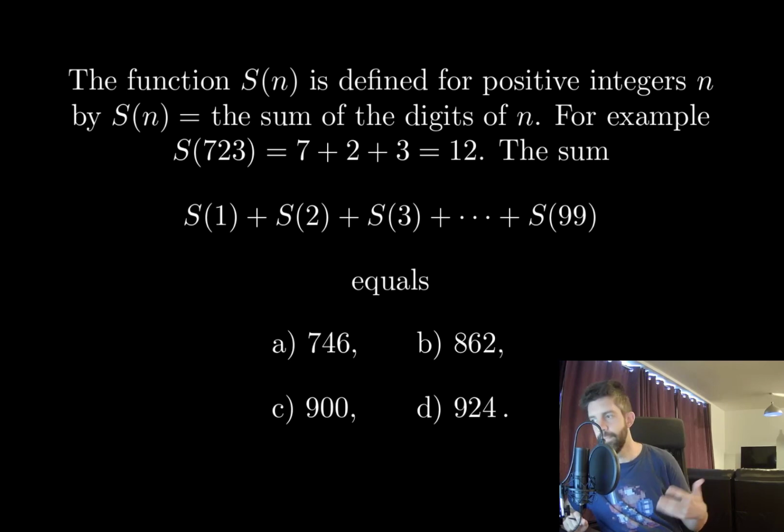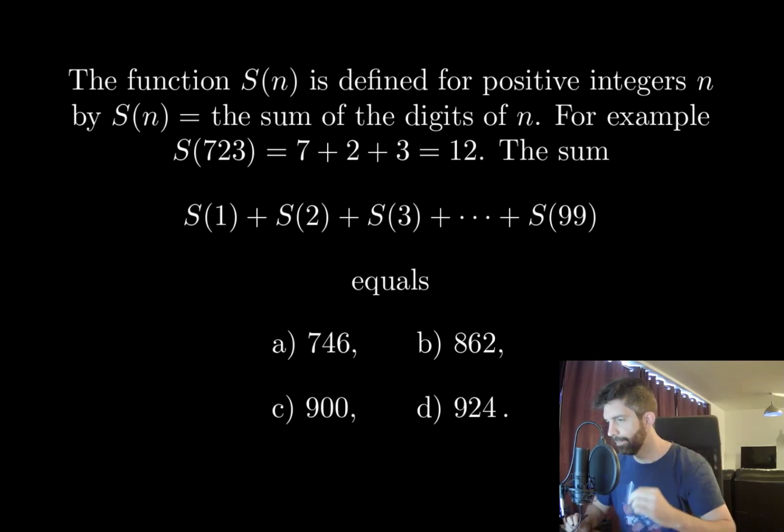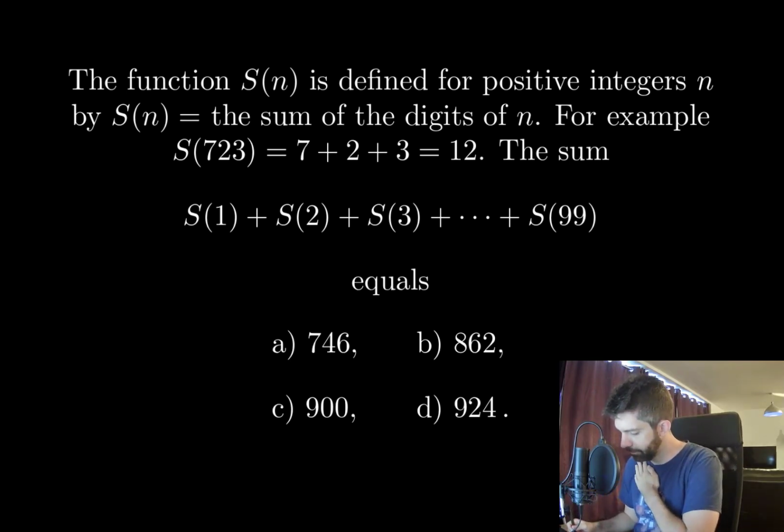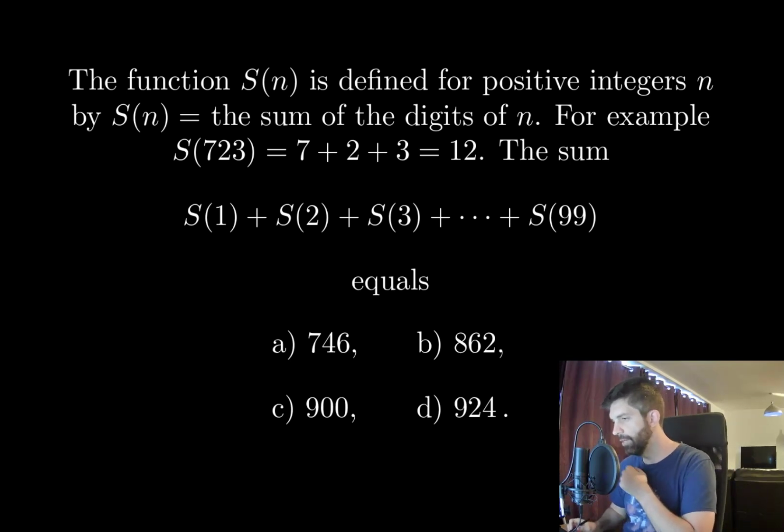S of 19, for example, can be split into two numbers, a 1 and a 9, the tens digit and the ones digit. And maybe if we just rearrange all these things and add up all the tens digits separately and all the ones digits separately, that might give us the answer. What is a good way to arrange this all?